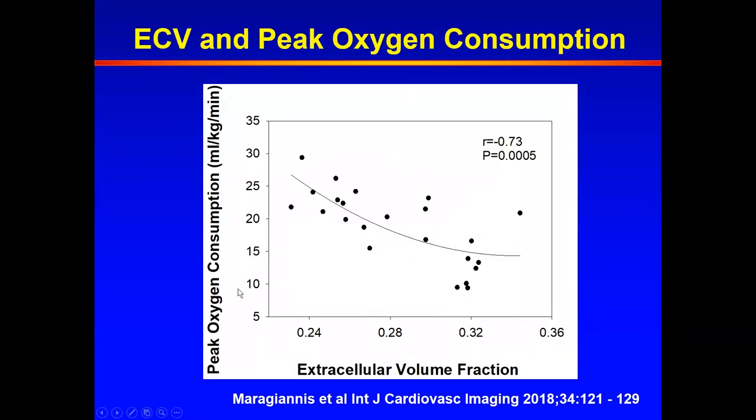This one is probably more interesting than the previous two slides because it's relating the extracellular volume fraction. So the extracellular volume increased for whatever reason. We are assuming it's interstitial fibrosis. This is determined by CMR and its relation to peak oxygen consumption. The relation is not linear, but is a significant inverse relation. The higher the extracellular volume fraction, the worse the peak oxygen consumption.